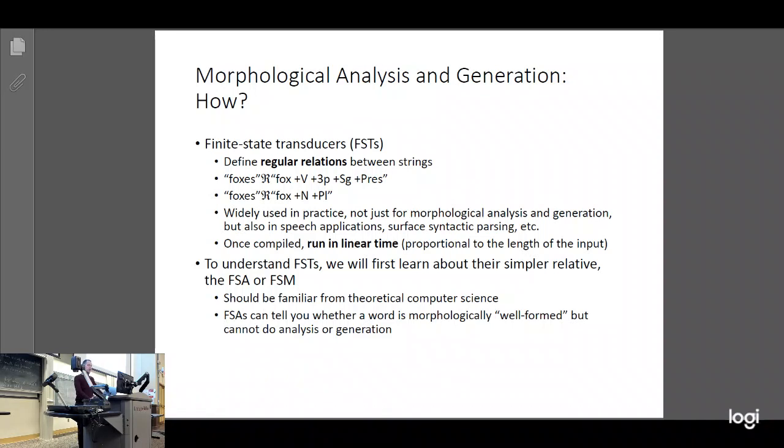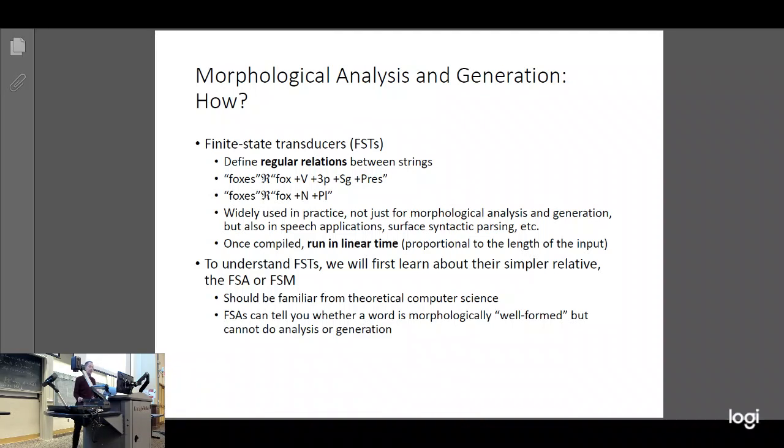And to understand them, we first need to understand their simpler relative, the finite state automaton or finite state machine. And these should be familiar to a lot of you from theoretical computer science. Who here has encountered finite state automata before? So I think a majority of you.